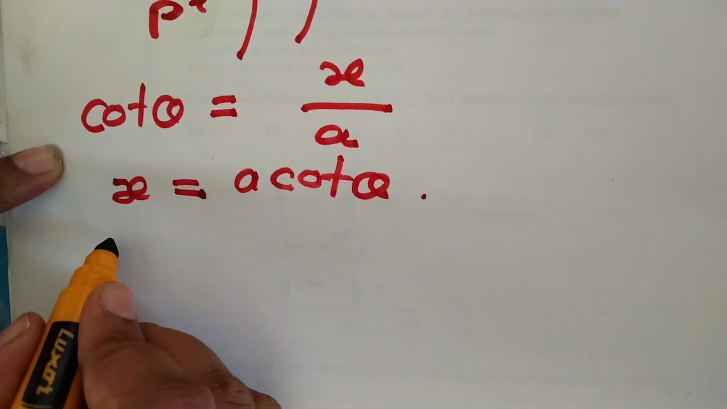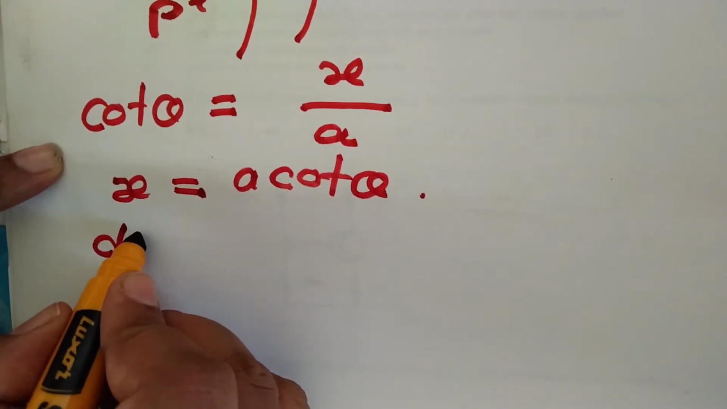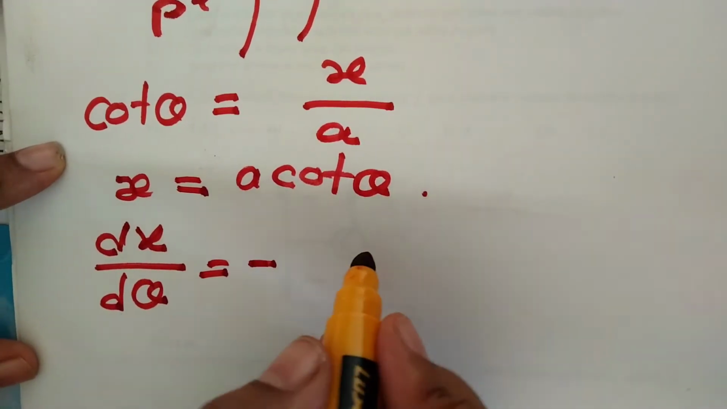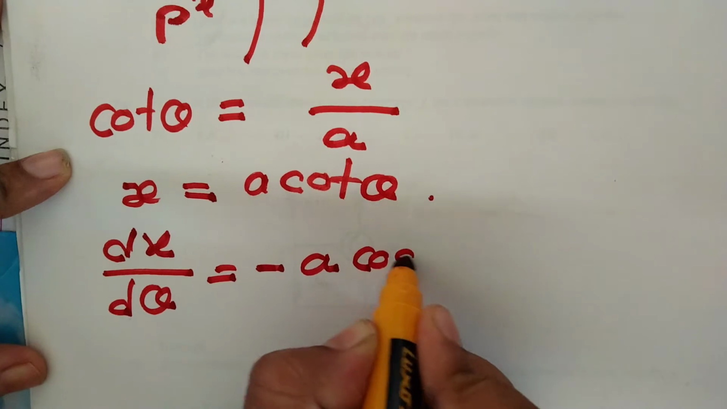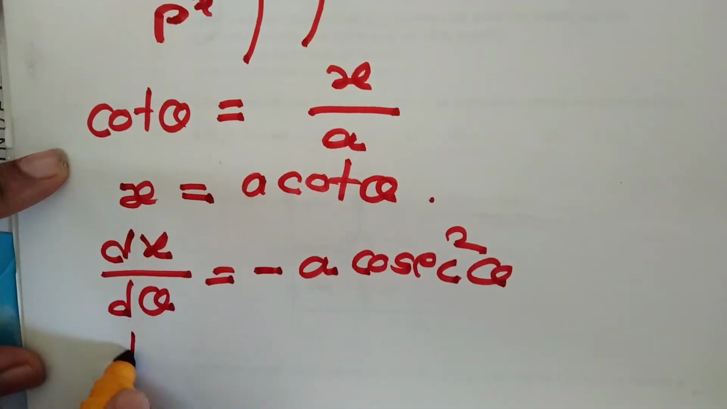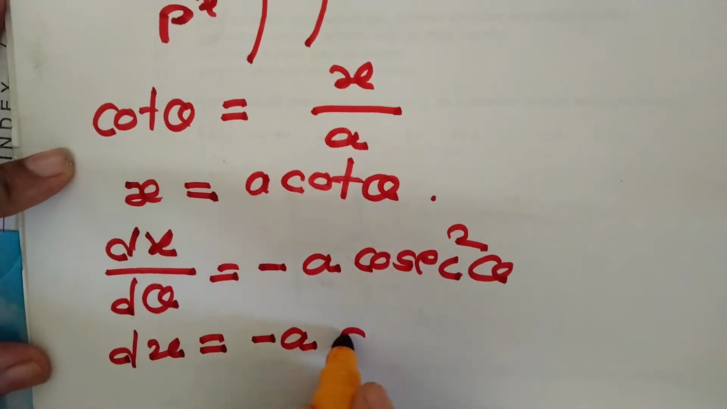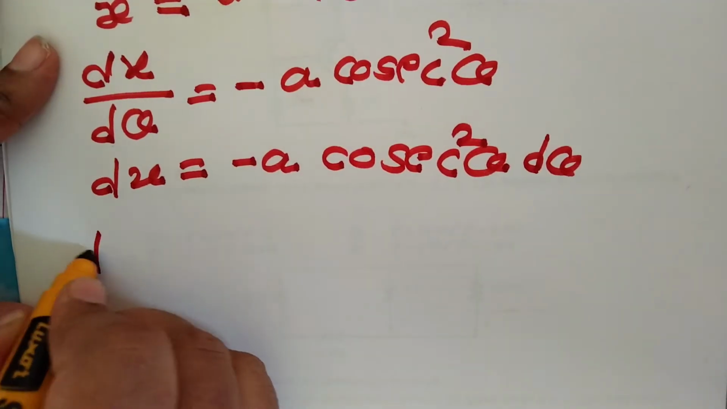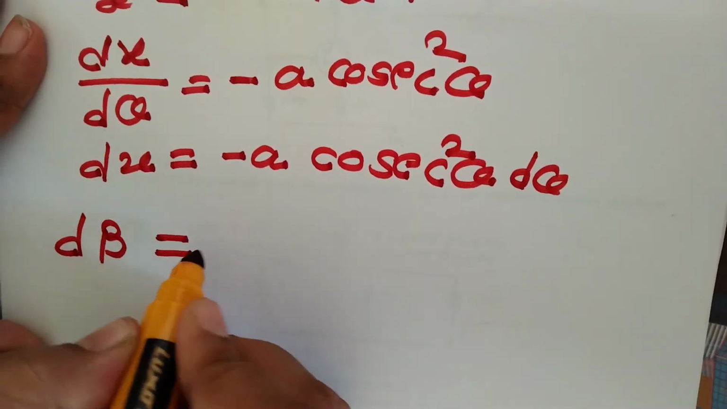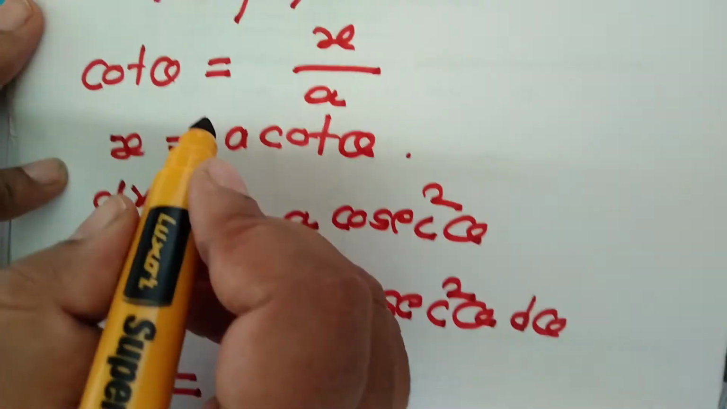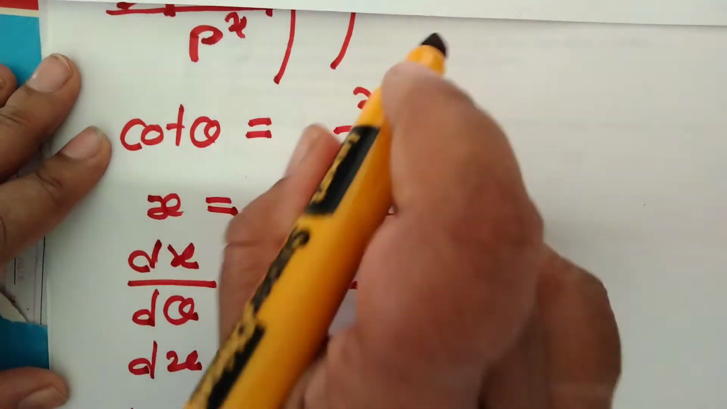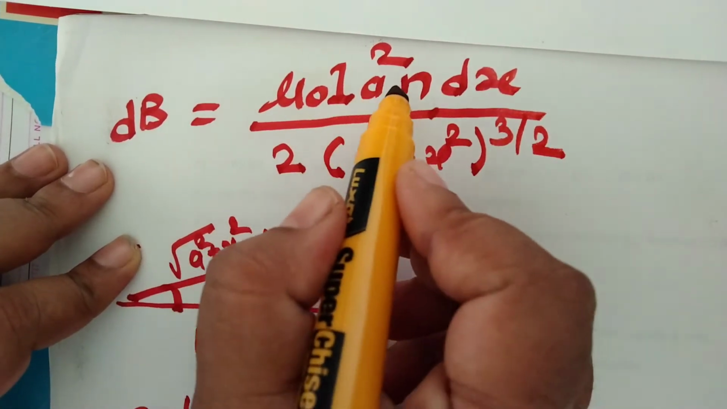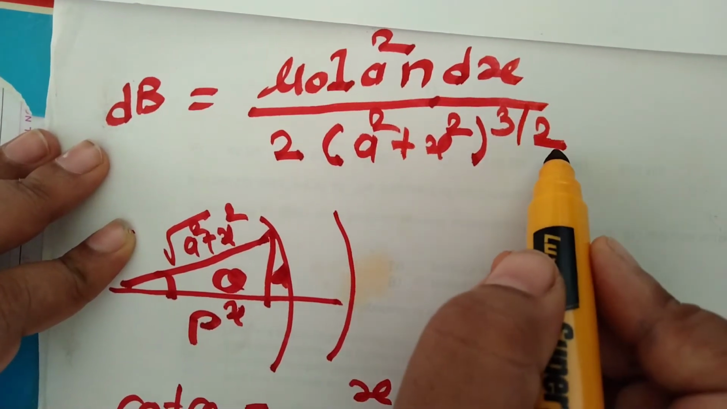Then we want dx, so differentiate dx by d theta is equal to the derivative of cot theta, which is minus a cosec square theta. Then dx is equal to minus a cosec square theta d theta. Then put in equation 1, put in equation for dB: dB is equal to mu naught I a square n dx by 2 into (a square plus x square) raised to 3 by 2.